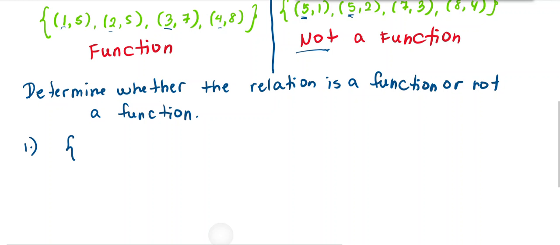we have the set of ordered pairs (1, 2), another ordered pair (3, 4), and another ordered pair (5, 5). Is it a function or not a function? All right, ask yourself: is 1 showing up once or more than once? It's only showing once. 3 is only showing once. 5 is only showing once. Therefore, this is a function.